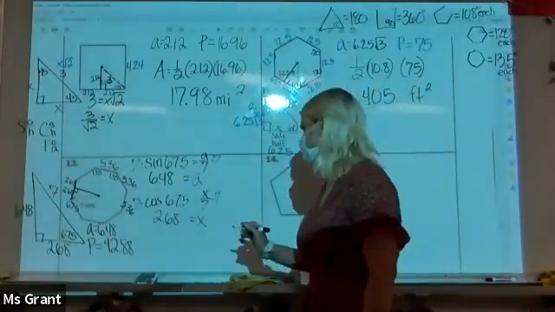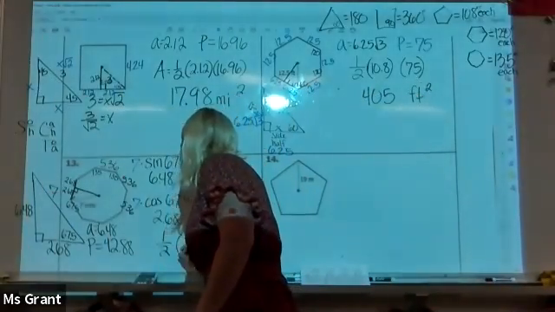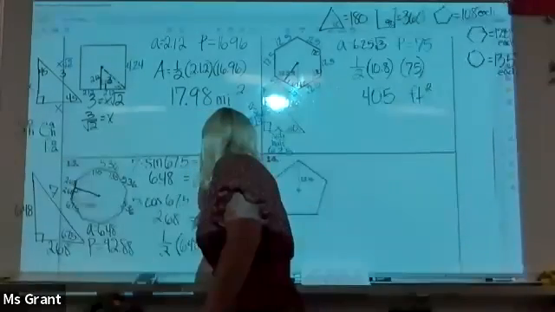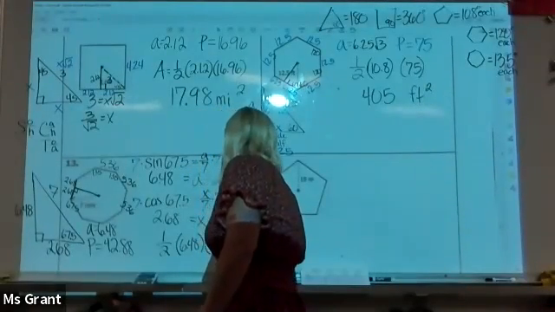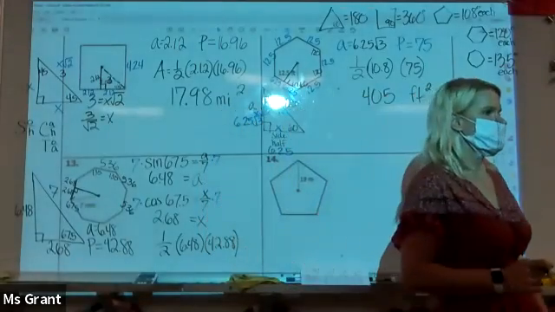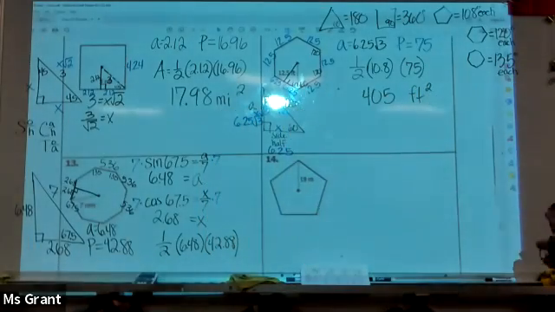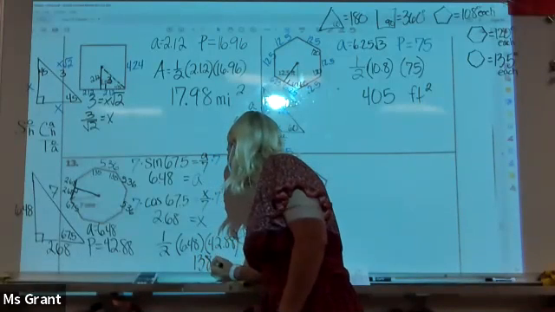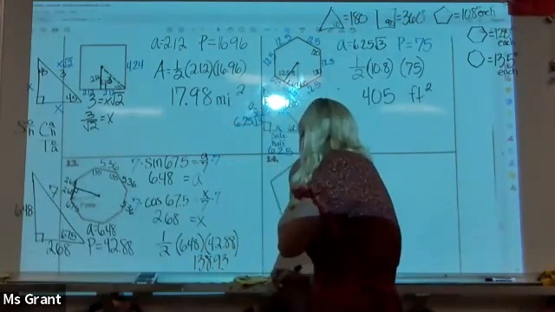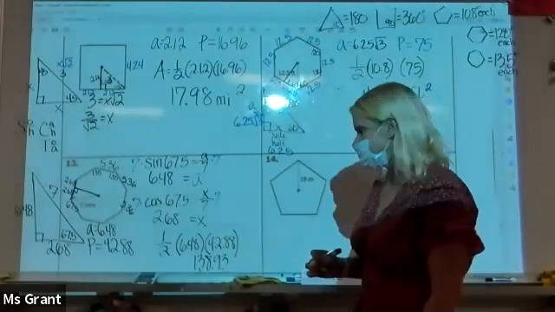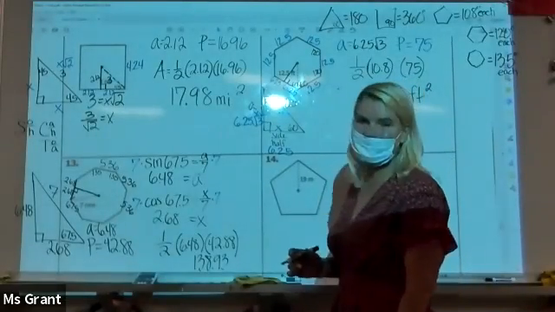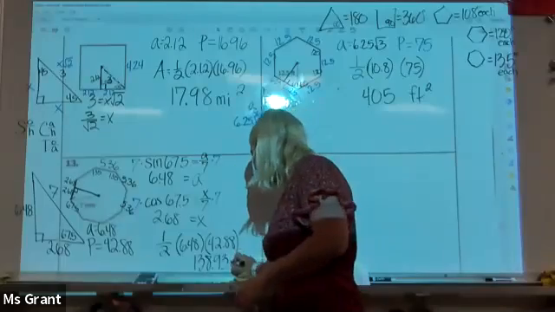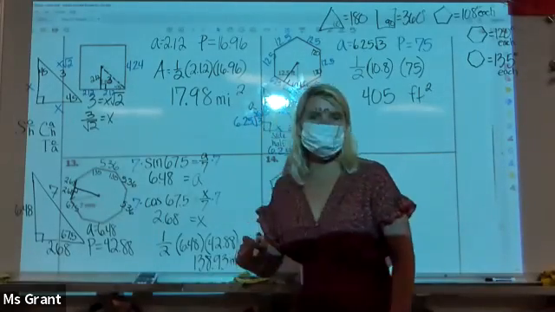1/2 apothem times perimeter. 1/2 times 6.48 times 42.88 is 138.93. Sounds good to me. And if you're off by like 1/10 or 2/10, like somebody may have gotten 138.7, it's still good. Millimeters squared, always include the unit of measure.